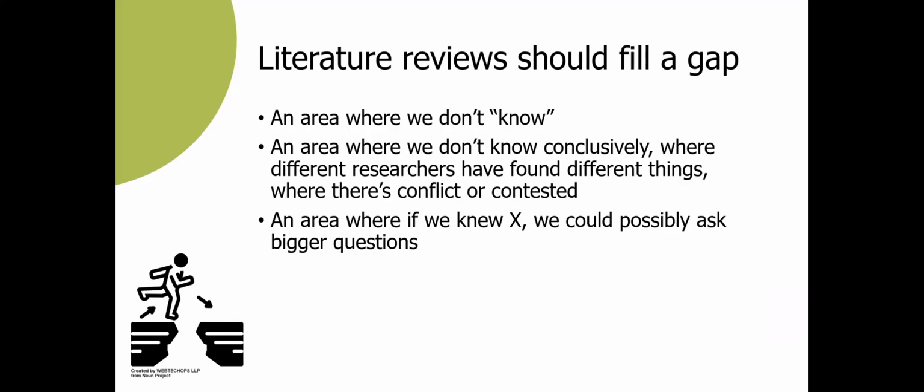Literature reviews should really fill a gap. So what is a gap? A gap is an area where we don't know, meaning the existing scientific literature doesn't have an answer for the research question. This could also be an area where the literature is not conclusive. Perhaps different researchers have reported different findings or findings are contested. A gap can also be an area where if we were able to know something, the answer would generate bigger questions.